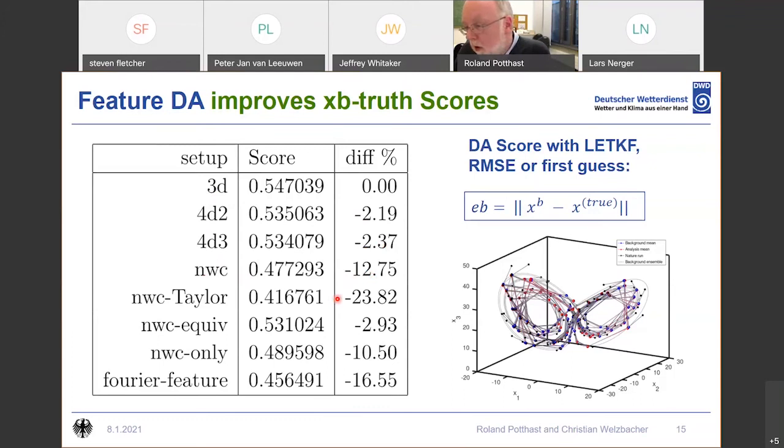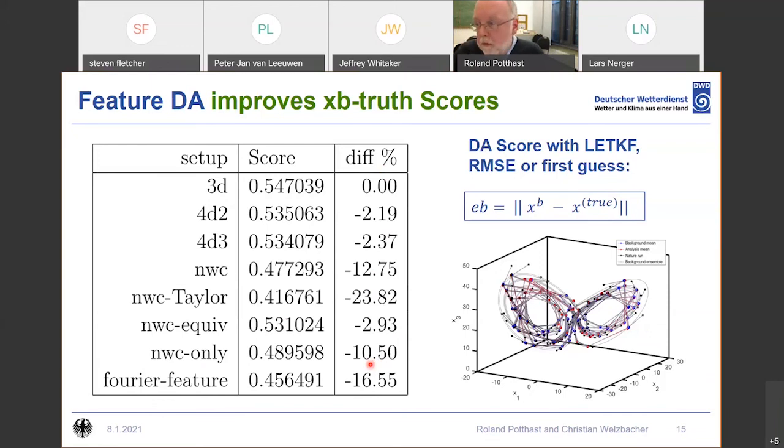The equivalence basically should be the same as the 3D, the 4D version for all of them, and that is the case. And then if I take only nowcasting without the 3D additional observation, I get 10% improvement compared to the 3D, and Fourier features 16. Anyway, it was very interesting to me to observe all of this, and I've written it up in the paper coming hopefully at some point in the near future.